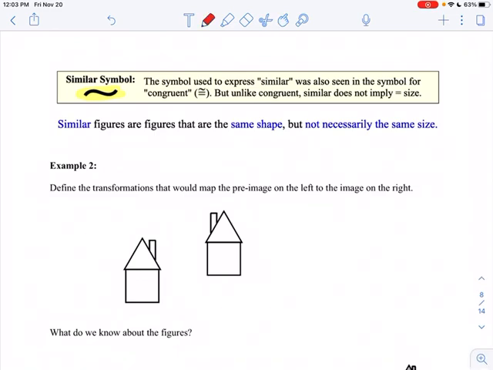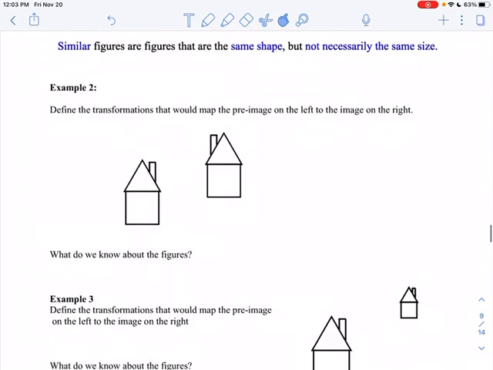All right, let's look at the transformation that would map this pre-image of this house on the left to the image of that house on the right. Okay, what are my transformations? Remember, we did reflections and rotations and translations. So if you look at the figure, the house on the left, the chimney's on the right, but in the other house, the chimney is on the left. So I must have done a reflection. I flipped it. But I also shifted it. See how I moved it over and up? So I moved it to the right and up a little bit. So those are the 2 transformations that I did.